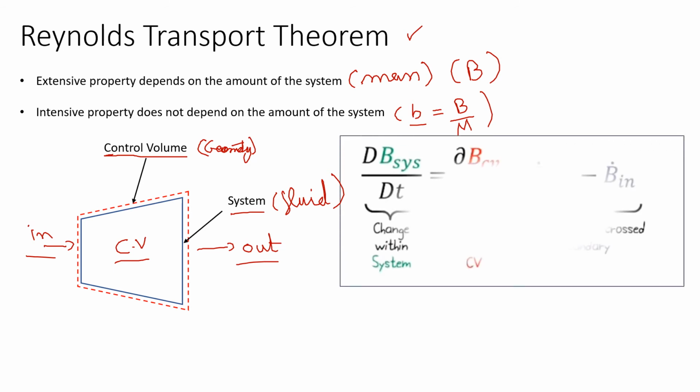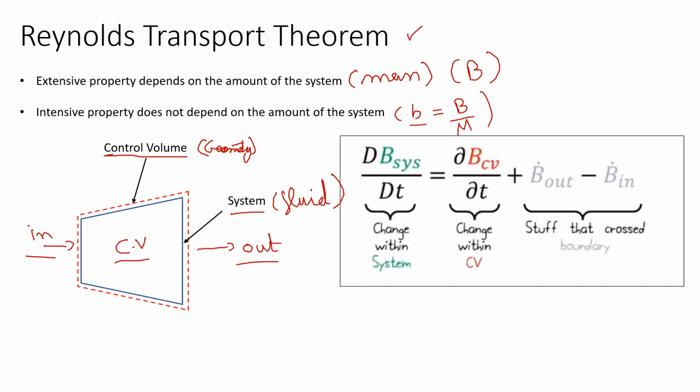Looking at its equation, you can see that the total change in the extensive property of a system with respect to time is equal to the change within the control volume, that is the partial derivative with respect to t, the local change inside the control volume, plus the stuff that crosses the boundary, meaning the change in the extensive property of the system when it goes in and out of the control volume.